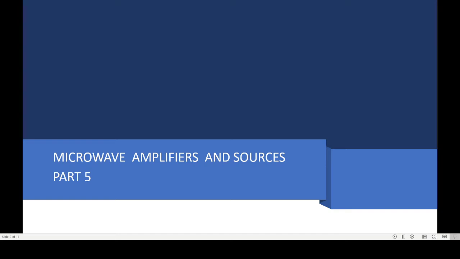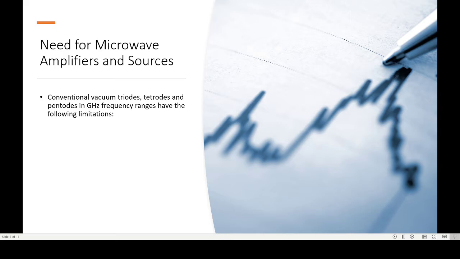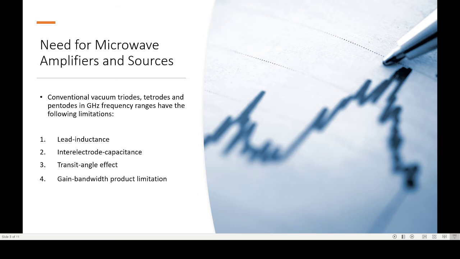In this section, I will discuss microwave amplifiers and sources. Before moving to the topic, I would like to mention limitations in conventional vacuum triode, tetrodes, and pentodes in gigahertz frequency ranges. And these are lead inductance, inter-electrode capacitance, transit angle effect, and the gain bandwidth product limitation. Those who wanted to learn these concepts, please visit my previous lectures.